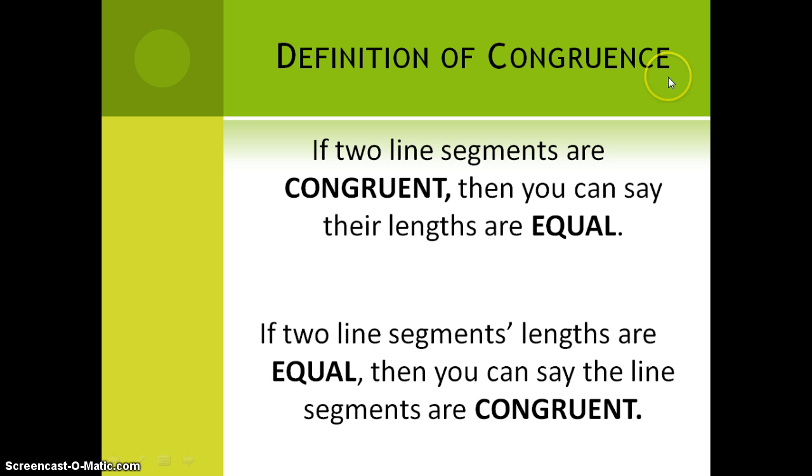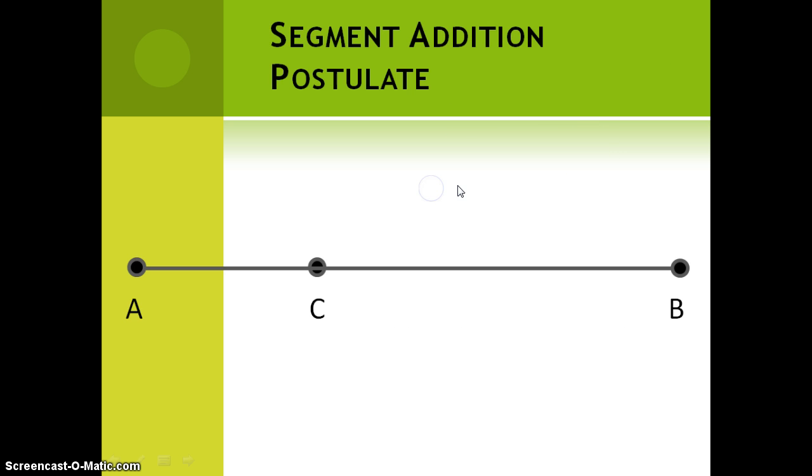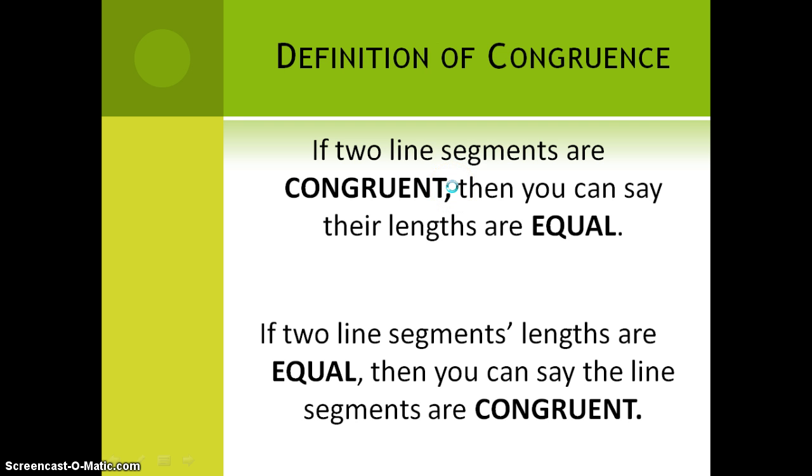So now let's talk about the definition of congruence. The definition of congruence says if two line segments are congruent, then you can say that their lengths are equal. It also says if two line segments' lengths are equal, then you can say the line segments are congruent. So we will actually use this definition while we're writing proofs.